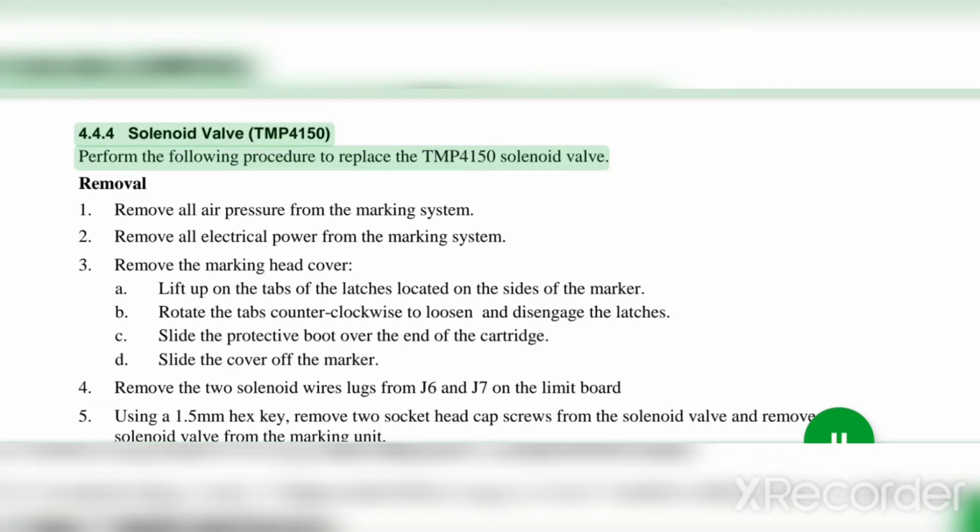4.4.4 Solenoid valve TMP 4150. Perform the following procedure to replace the TMP 4150 solenoid valve. Removal. 1. Remove all air pressure from the marking system. 2. Remove all electrical power from the marking system. 3. Remove the marking head cover. A. Lift up on the tabs of the latches located on the sides of the marker. B. Rotate the tabs counterclockwise to loosen and disengage the latches. C. Slide the protective boot over the end of the cartridge. D. Slide the cover off the marker.